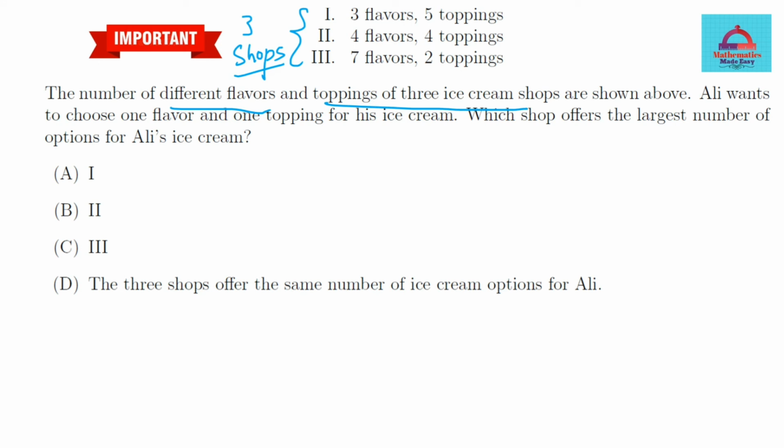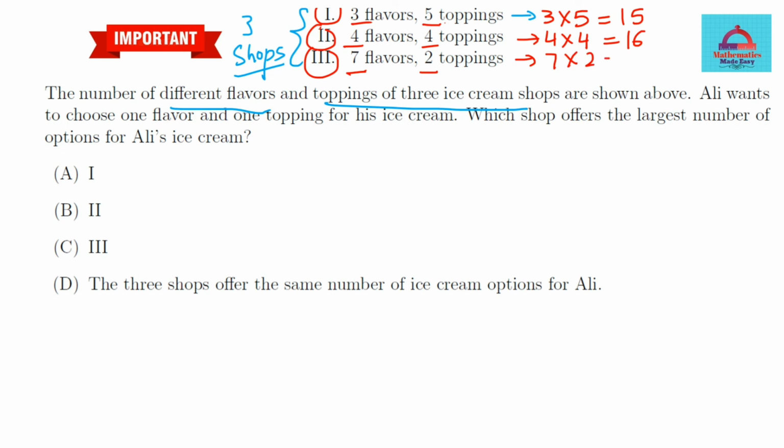So let's calculate. Again, we are going to use the fundamental counting principle. Let's come to the first shop. I will change the color here. For the first shop, there are 3 flavors and 5 toppings. So you get the total possible outcomes by multiplying. There are going to be 15 options at shop 1. Let's go to shop 2 now. 4 flavors, 4 toppings. That means the total options will be 16 on multiplying. The third shop has 7 flavors and 2 toppings. In this case, the total number of options will be 7 multiplied by 2, which is 14.